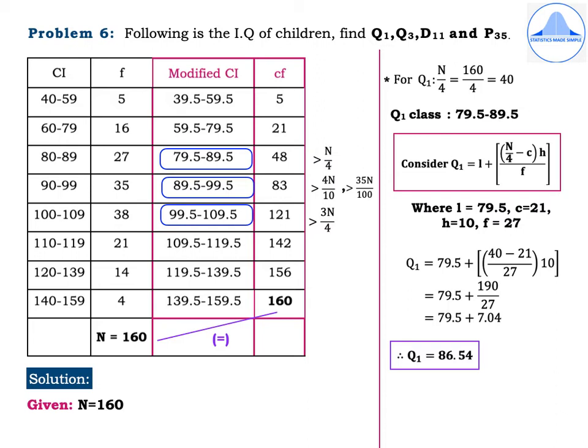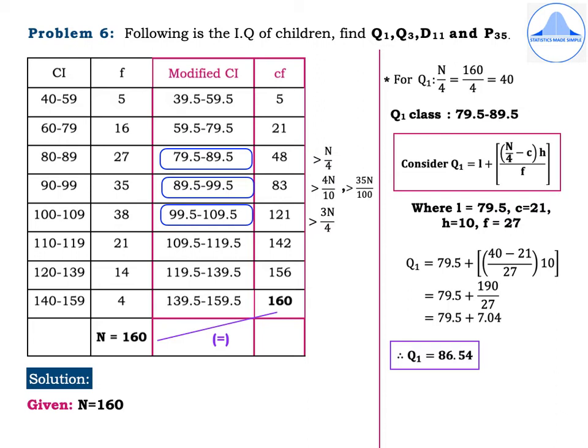Now the first step is to convert the inclusive class intervals into the exclusive form. So form two more columns which I have highlighted in pink color, that is the modified class intervals, and we need to find out the cumulative frequencies.